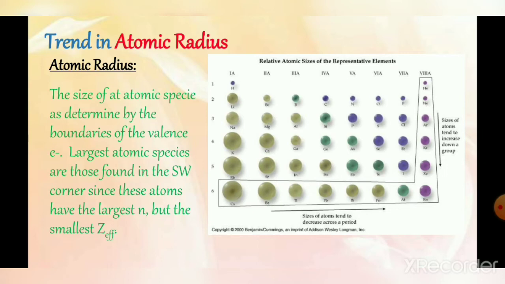And if we consider the elements which are present in the last row from cesium to radon, here also atomic size goes on decreasing, and from top to bottom from helium to radon atomic size goes on increasing. This property or this trend will be seen in the case of all groups, that is 1A to 8A.